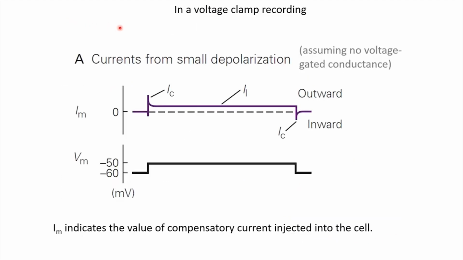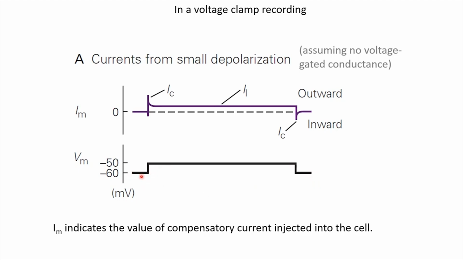So imagine we are doing a voltage clamp experiment on a neuron whose resting membrane potential is around minus 60 millivolts. So in this experiment, we let the neuron be at minus 60 millivolts in the beginning, and then at some point we clamp the voltage at minus 50. So the membrane potential suddenly goes from minus 60 to minus 50 here, and then we keep the command potential at minus 50 for a certain duration, and then after some time we bring it back to minus 60 and then leave it there.